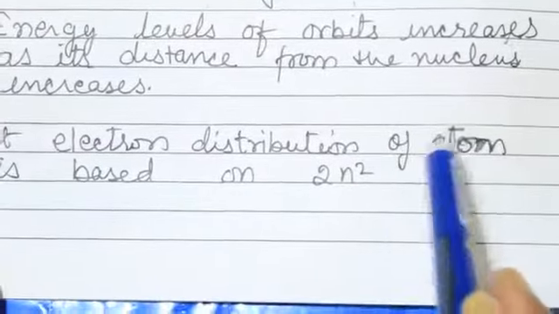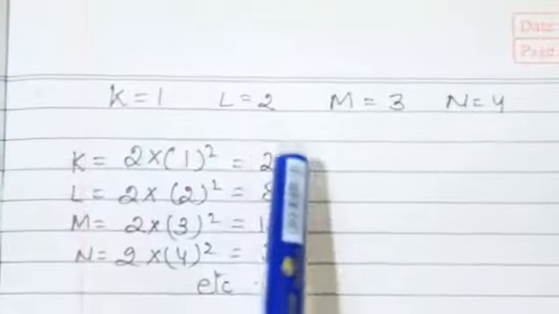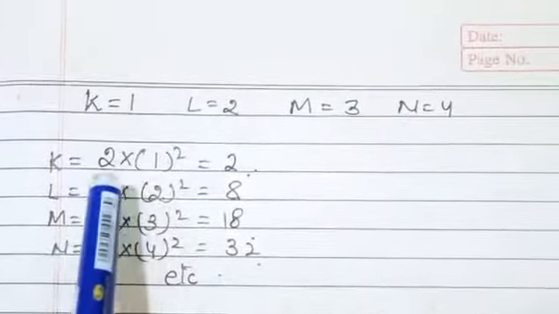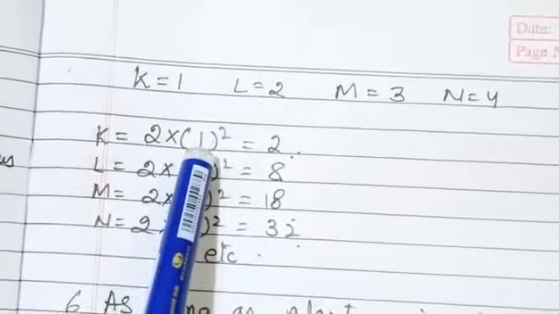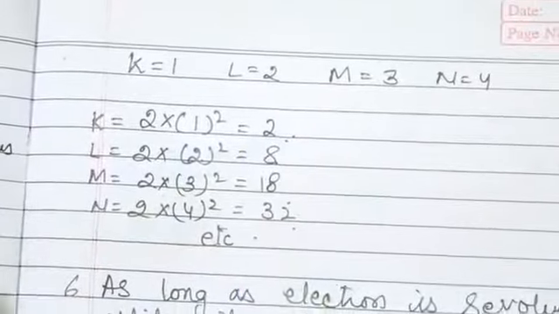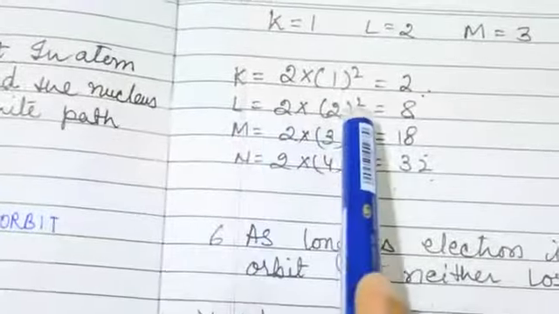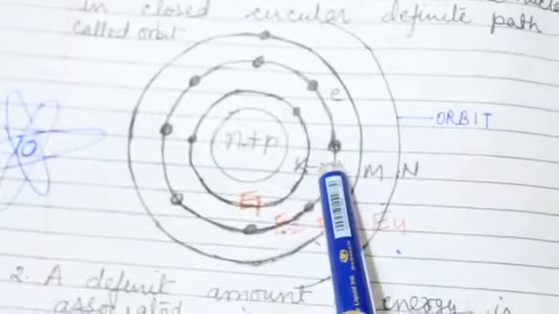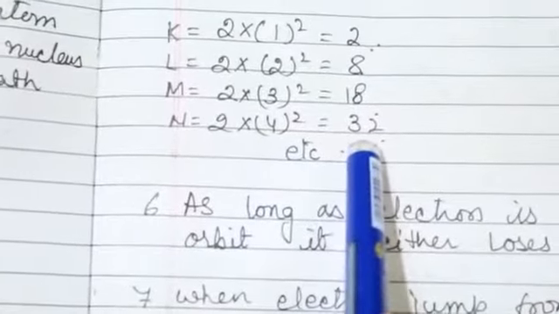Electron distribution of an atom is based on 2n square. Bohr gave the 2n² formula, according to which if we talk about the first shell, that is K, n is 1, so in place of n we put 1 square, 1 × 1 is 1 and 1 × 2 is 2. So in the first orbit we fill only 2 electrons. Now the second: 2 squared is 4, 4 × 2 is 8. So in the second orbit we fill 8 electrons. Likewise in the third orbit we fill 18 according to this formula, and in the fourth there should be 32 electrons.